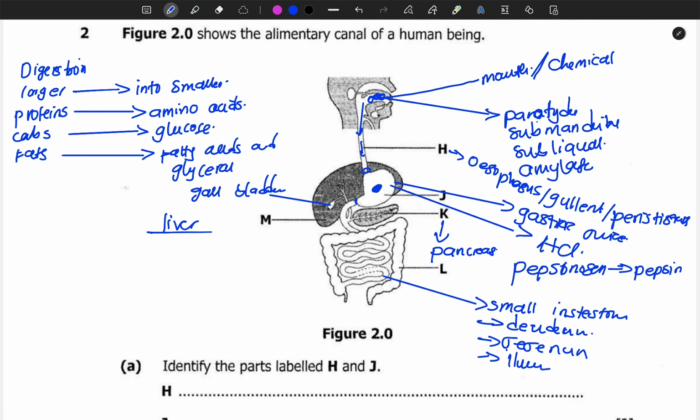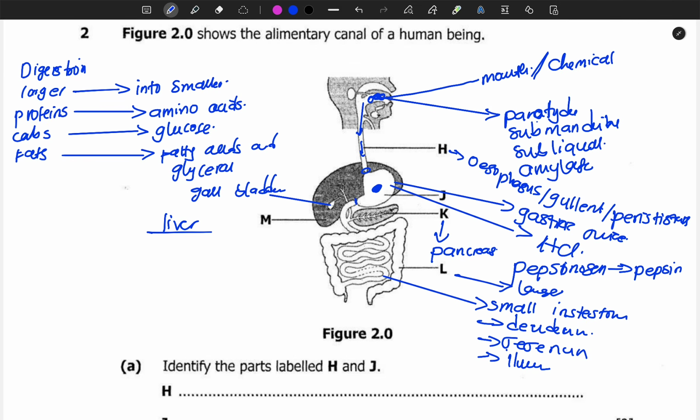Then we have the L, which is the large intestines. So the large intestines is where the absorption of water and other liquids occurs. And this is where we have some bacteria that are found there and also in the rectum. And the gas produced by the bacteria during respiration is what causes the smell of the feces.